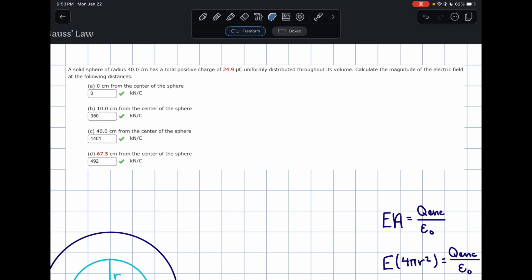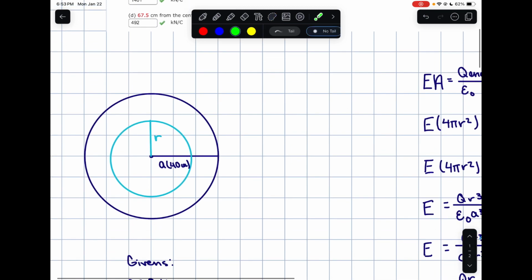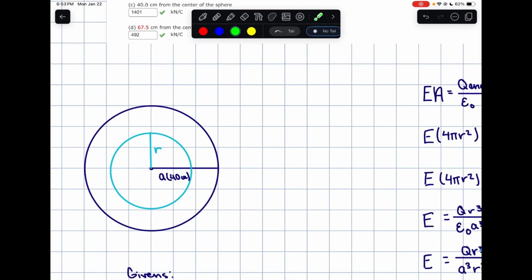Let's start by taking a look at our picture. As we can see, the darker blue circle is representative of our first sphere with the radius of 40 centimeters. Since our object is a sphere, our Gaussian object is also going to be a sphere, and we're going to say it's of radius r.